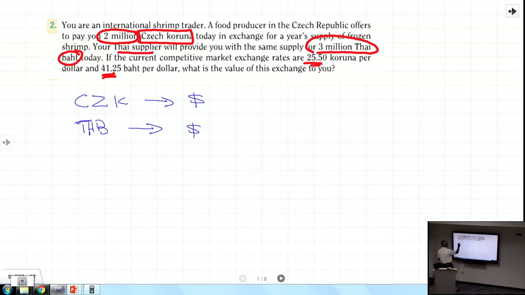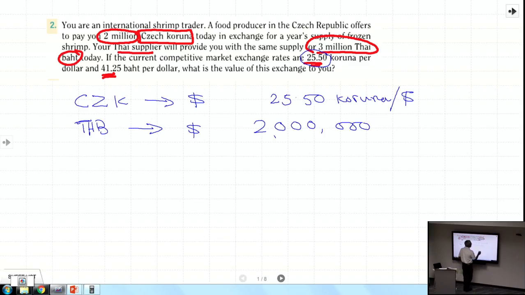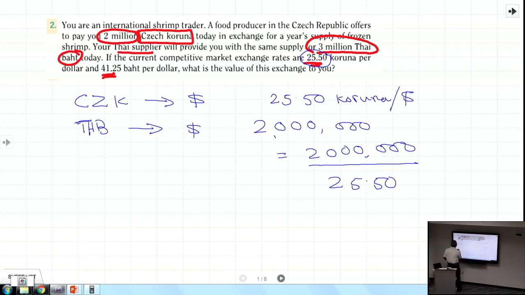So what's the conversion? How do we convert koruna into dollar? Well, we see that $1 is worth 25.50 koruna. So now the question is, what would be 2 million korunas worth in US dollar? So that would be 2 million, and we will divide that by 25.50. And the logic is pretty simple and straightforward.